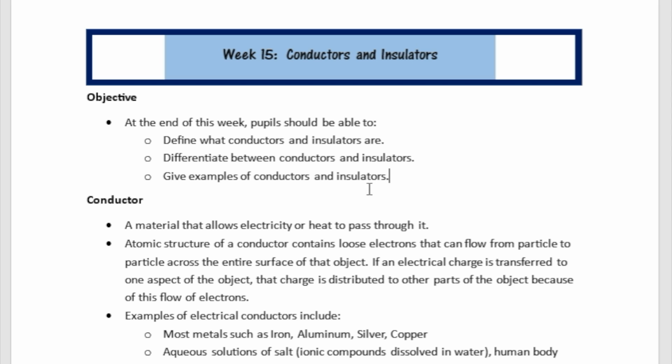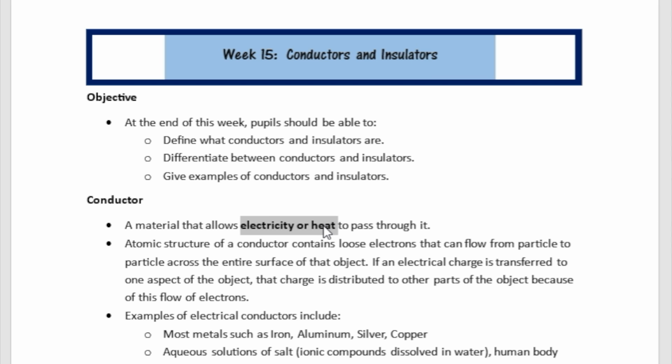All right. So what is a conductor? A conductor is a material that allows electricity or heat to pass through it. So we have heat conductors and electrical conductors. All those things are going to allow heat to pass through them.